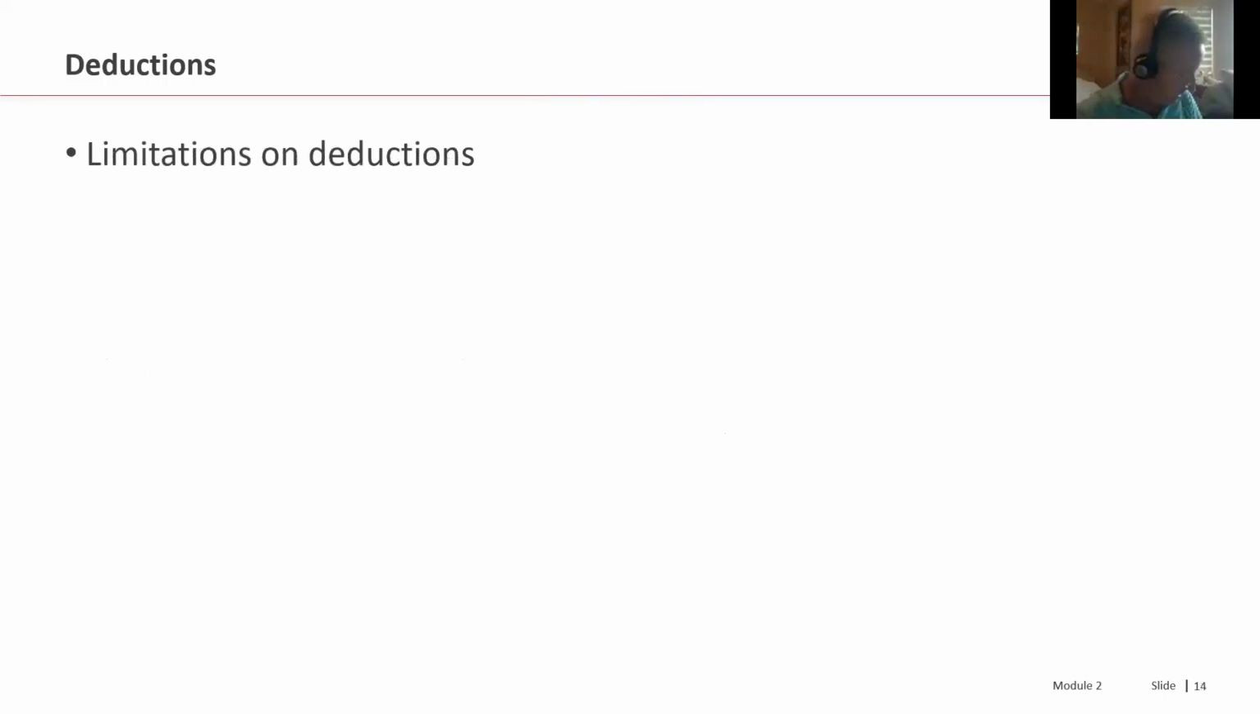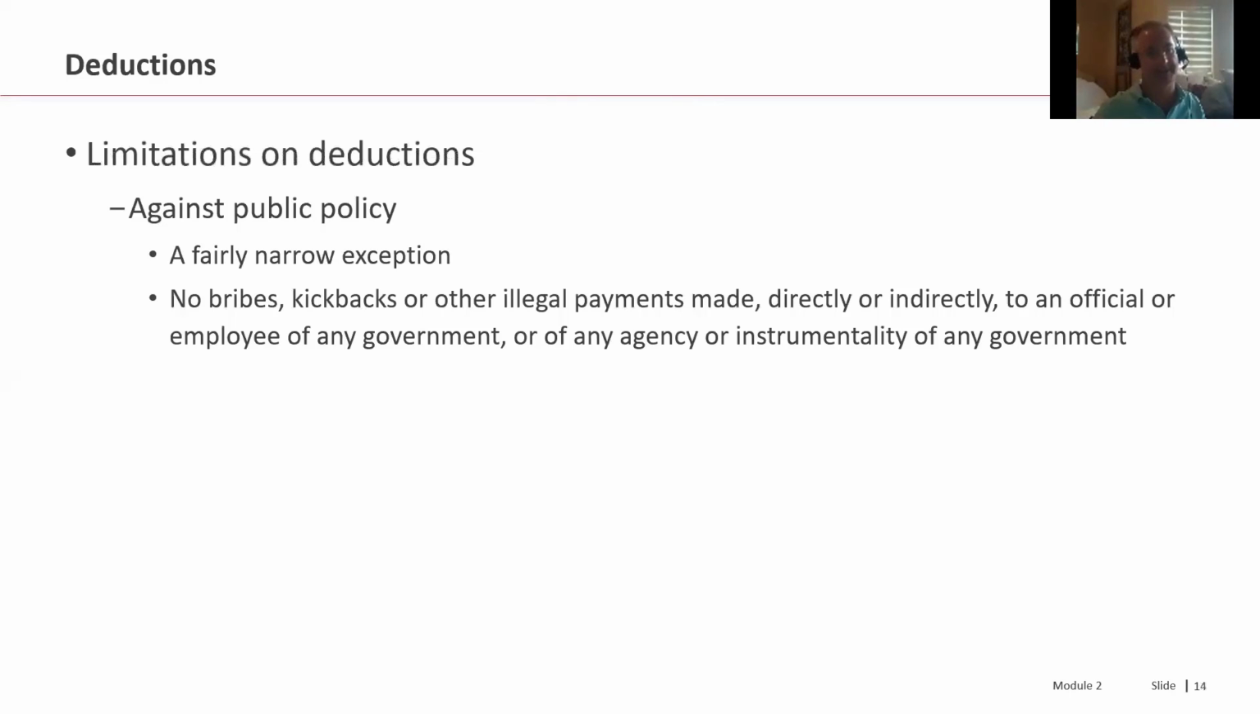Okay, so now I want to talk about some limitations against deductions. So remember, broad expansion, 162, 212, all ordinary and necessary. Well, there are always exceptions. Here are the exceptions. You can't deduct expenses that are against public policy. Now, that's a fairly narrow exception.